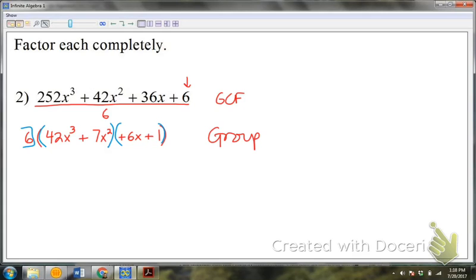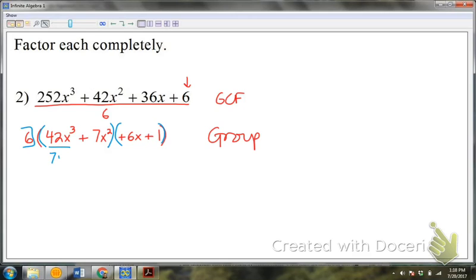Does it have to always be the first? Yep, first 2 and second 2. You'll always group them like that. Now we're looking for the GCF in the first 2. Again, we're forgetting about that 6 for a little bit. So what does 42x cubed plus 7x squared have in common? What's the greatest common factor? 7x squared. You guys are great.